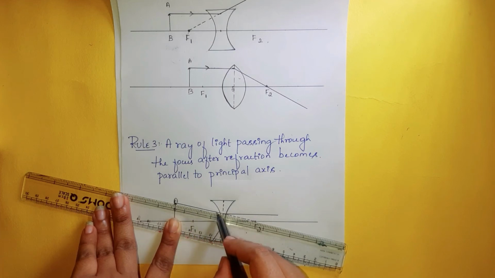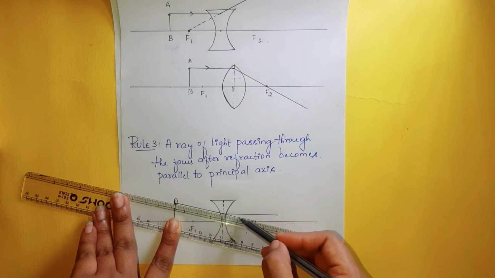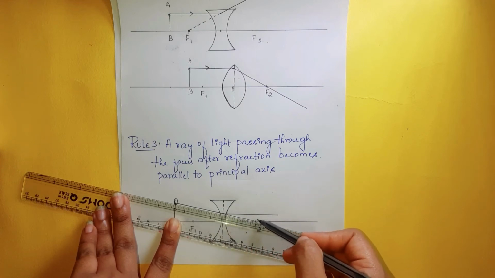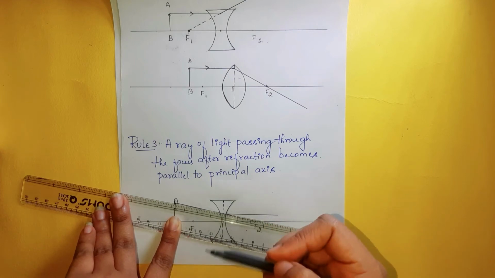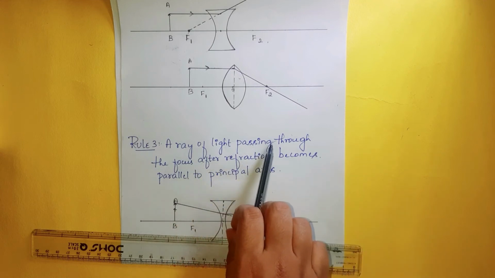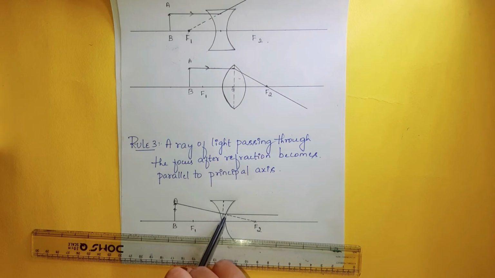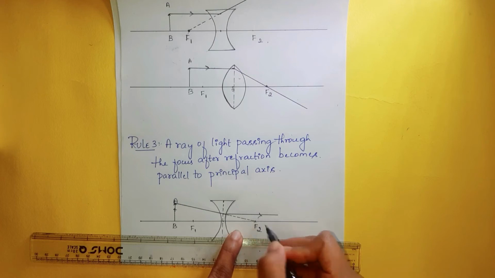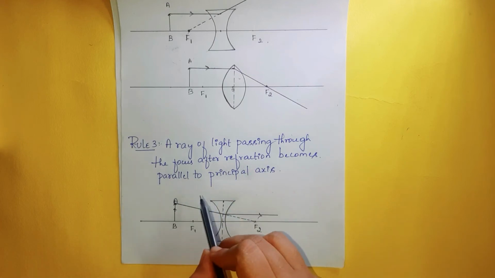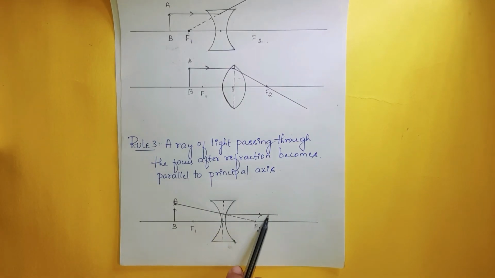So the normal line goes to half of the concave lens. After refraction, you have to draw the dotted lines, because the image formed is always virtual in the case of a concave lens, so we indicate it with dotted lines. According to rule 3, the ray of light passing through the focus becomes parallel to the principal axis after refraction.